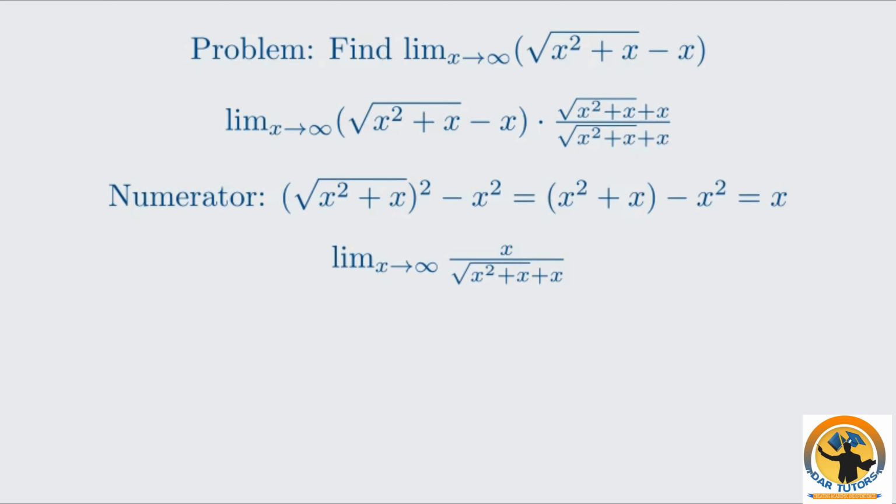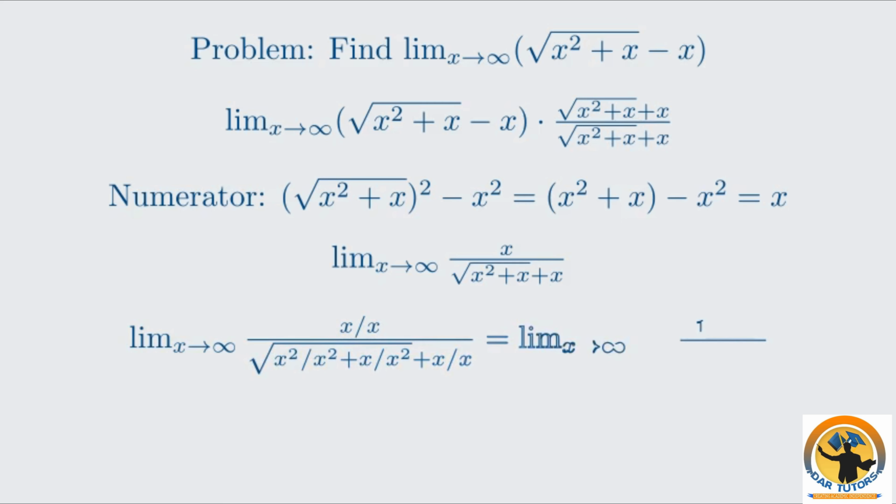The highest power is x to the power of 1. Dividing the numerator by x gives 1. In the denominator, we divide the x outside the square root by x to get 1. For the term inside the square root, we divide by x squared, which is the same as dividing by x outside the square root. This gives us the square root of 1 plus 1 over x.